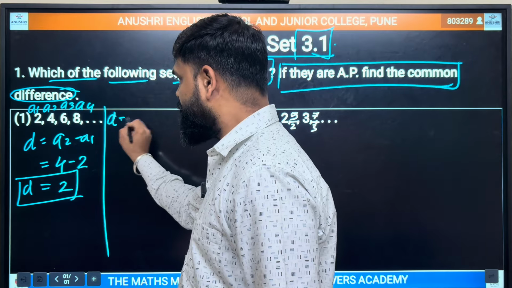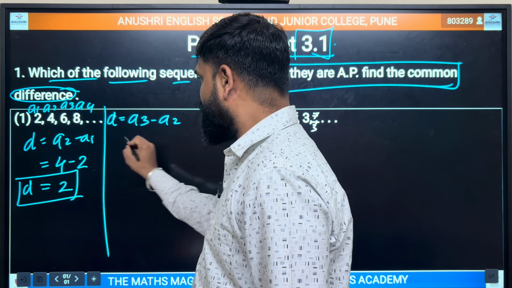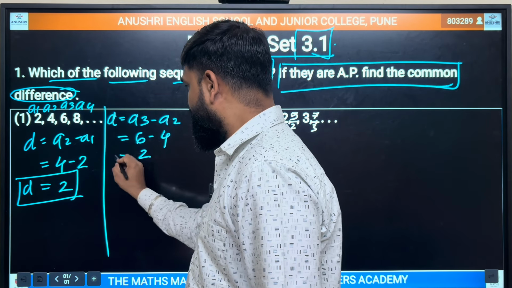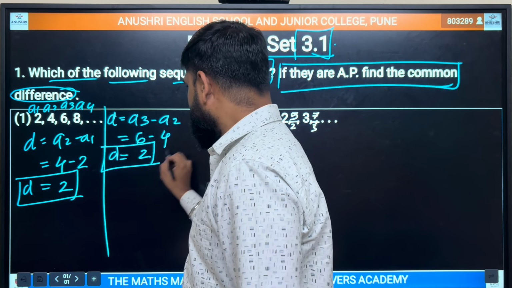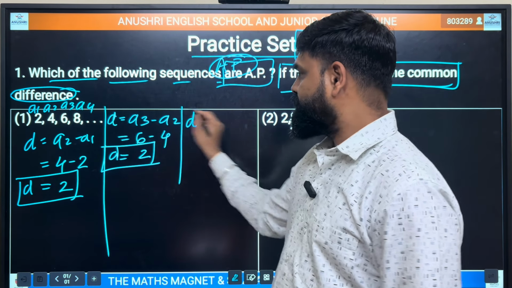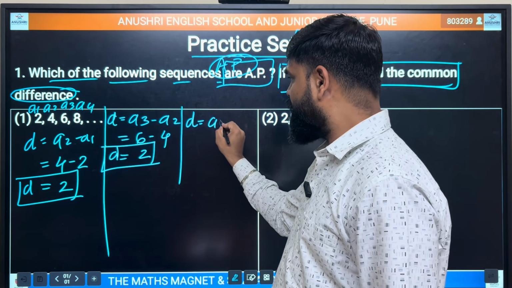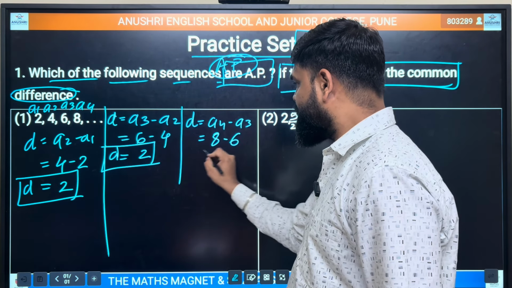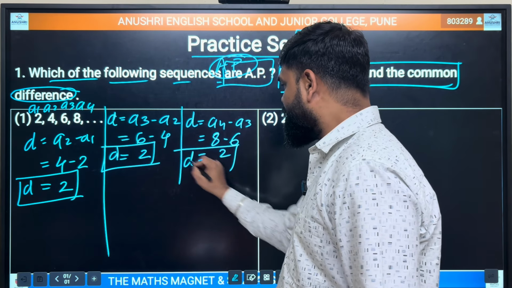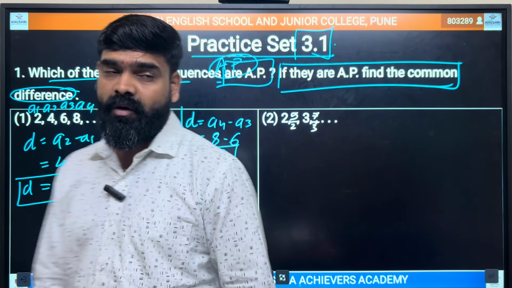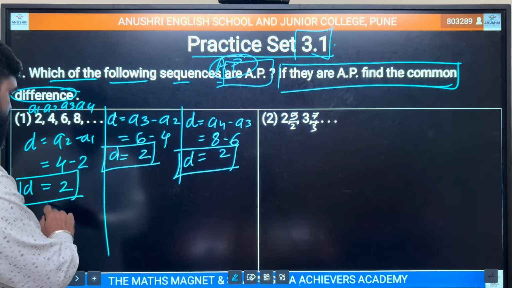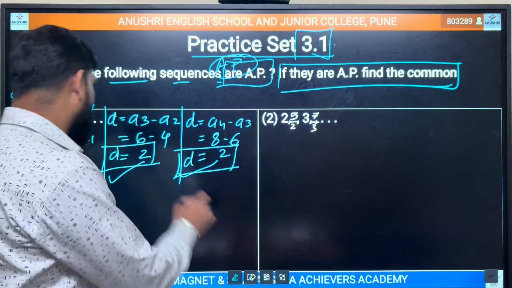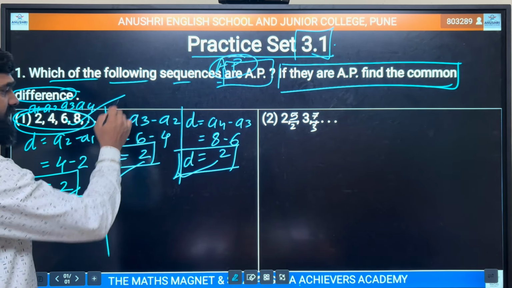Similarly, we have to do A3 minus A2. In this case also A3 is 6 minus 4, we got D is equal to 2. Similarly, we can find D is equal to A4 minus A3, A4 is 8 minus 6. So we also got 2 here. It means that we have a common difference which is 2, so this particular given sequence is an AP.